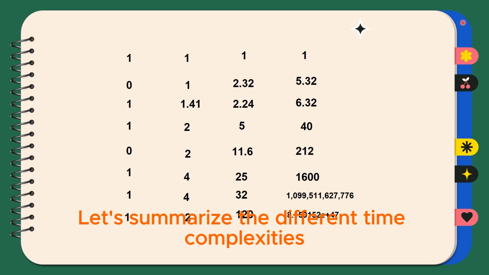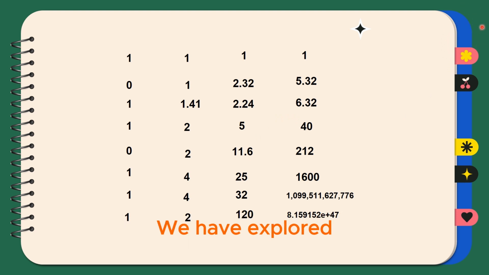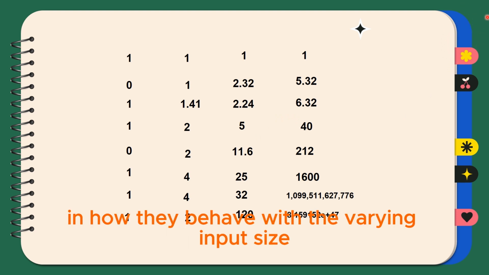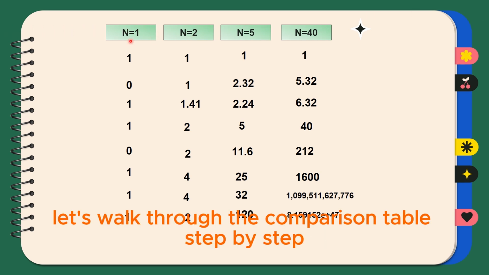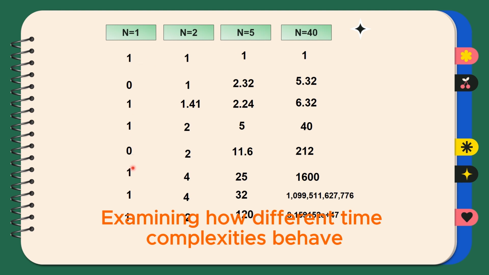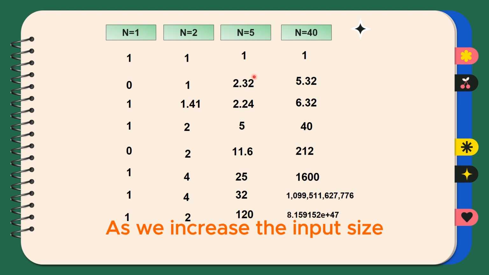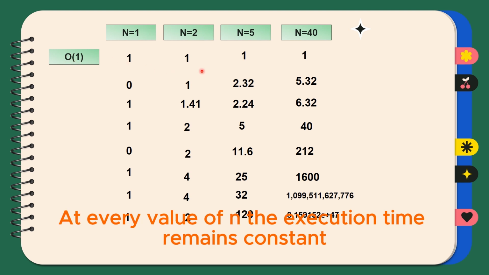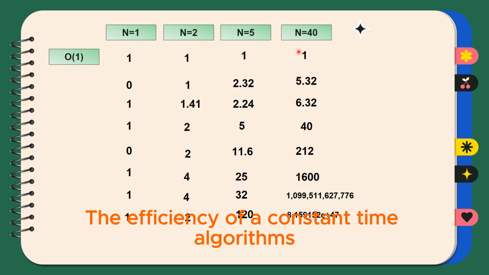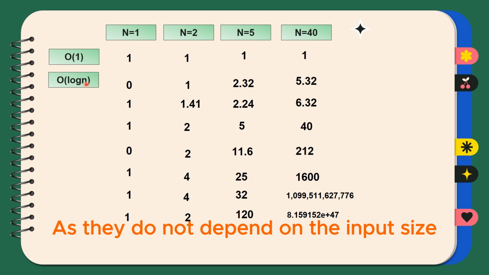Let's summarize the different time complexities we have explored and how they behave with varying input size. Consider this example. Let's walk through the comparison table step by step, examining how different time complexities behave as we increase the input size. Starting with constant time, at every value of n, the execution time remains constant. This consistency illustrates the efficiency of constant time algorithms, as they do not depend on the input size.